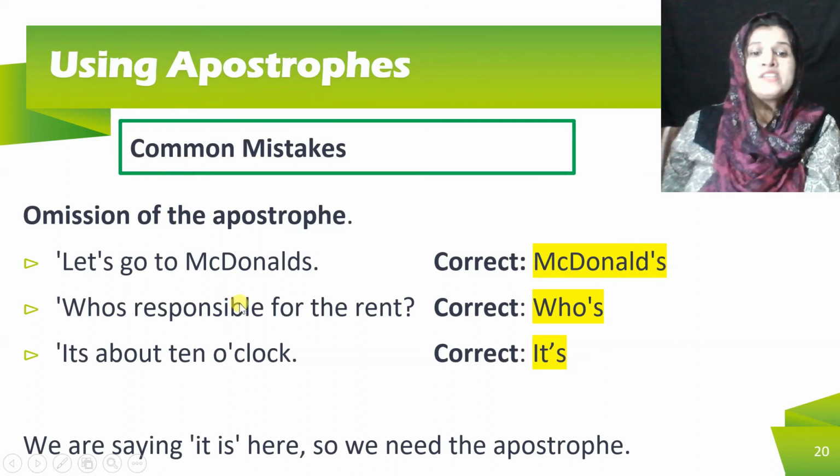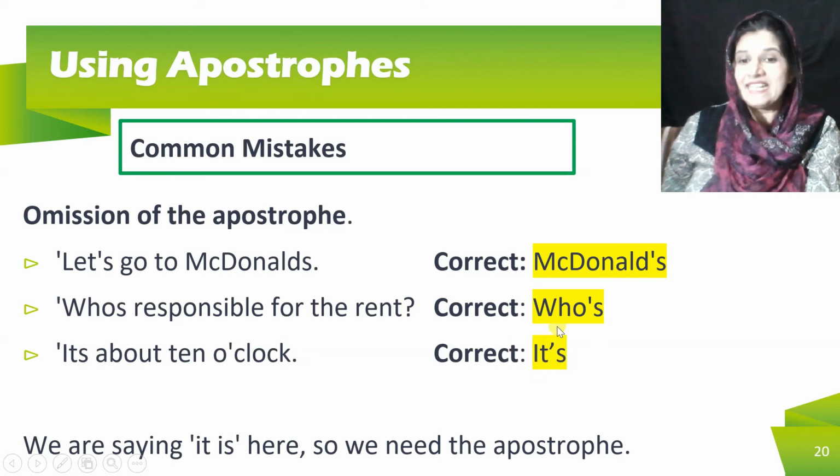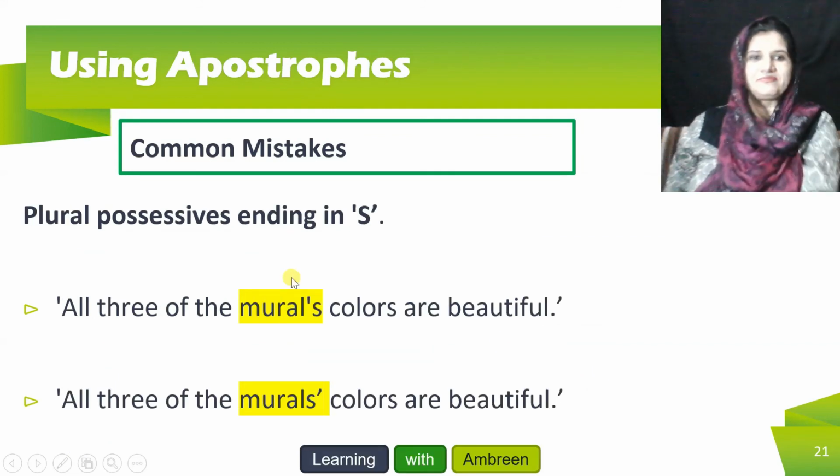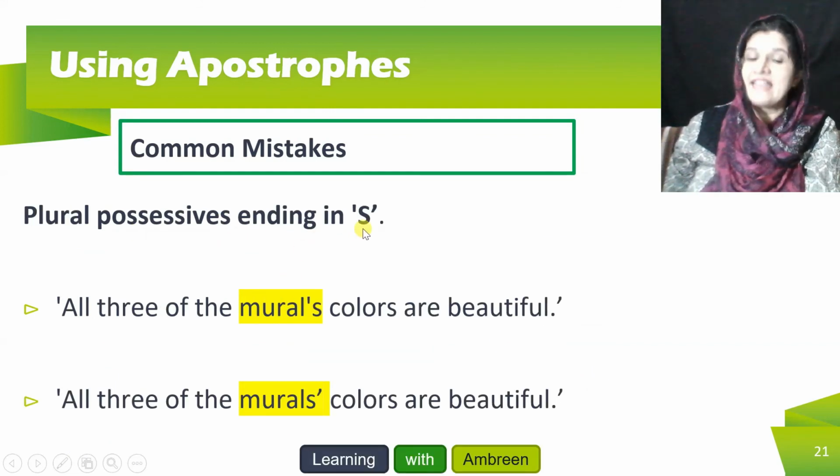This is correct. Now, who's responsible for the rent? Here you can see who is. So we need to add who apostrophe s. Next, it's about 10 o'clock. So here it is. So how would we write it? It's, apostrophe s. I hope it's clear. Let's move. Plural possessives ending in s.